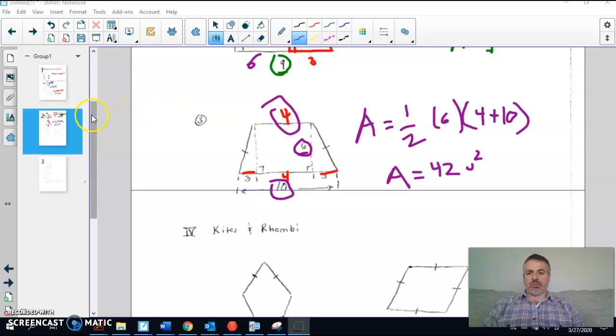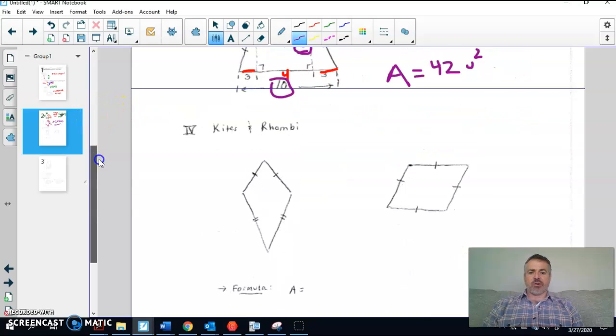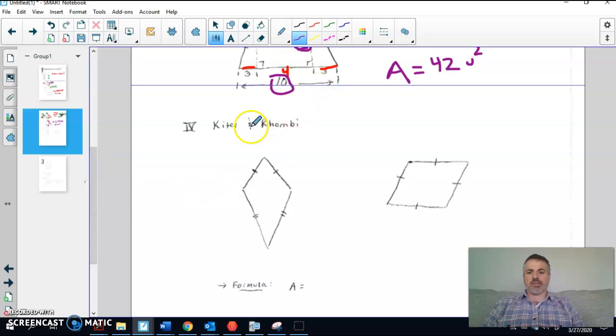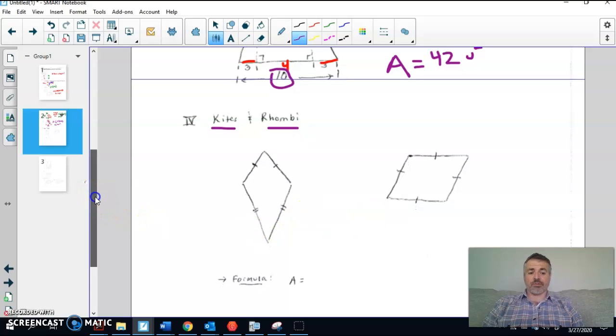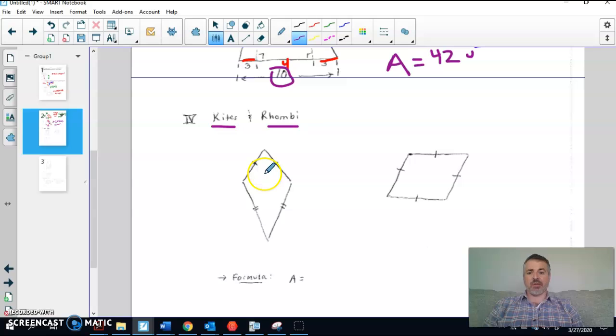We're going to add on to our shapes today. We're going to look at the kite and the rhombus. We're going to mention these at the same time because they do have the same formula. So that's why I mentioned them at the same time. We're just going to remember a few things about the shapes.